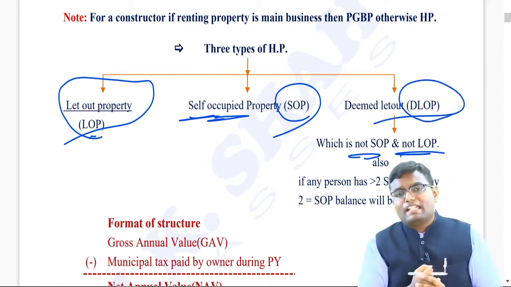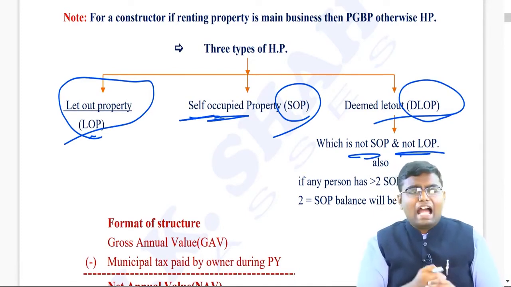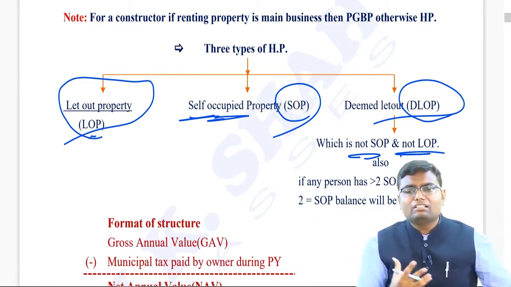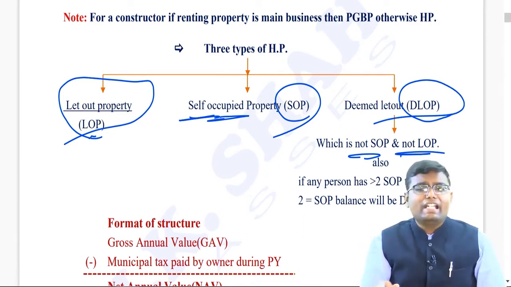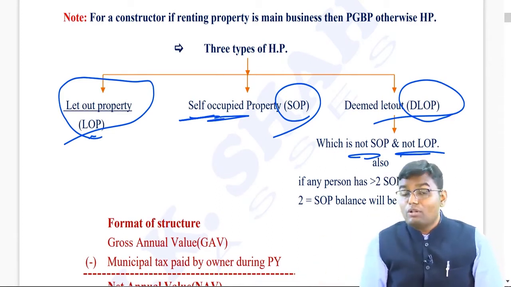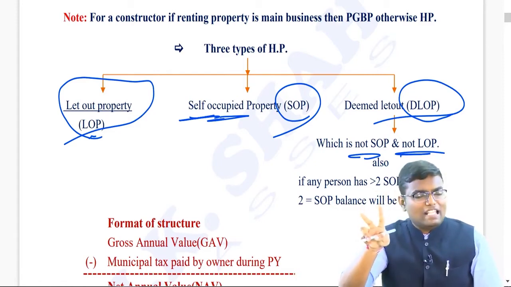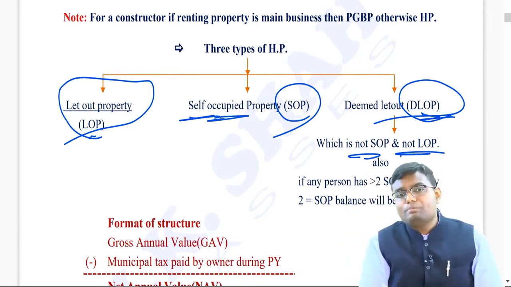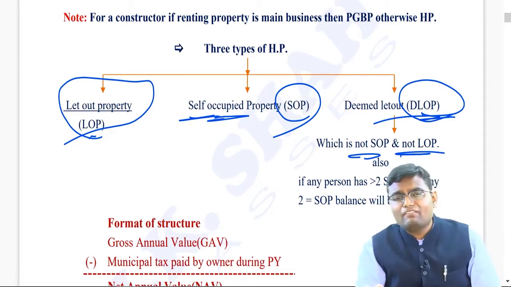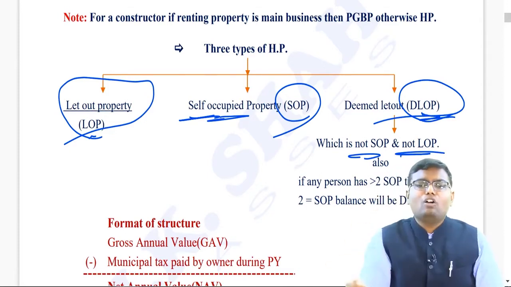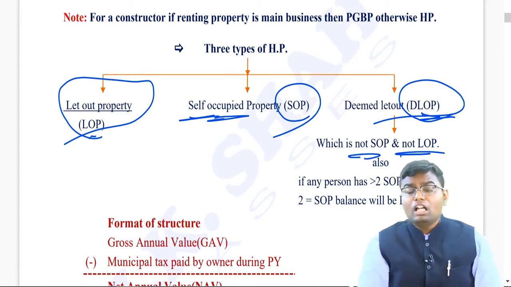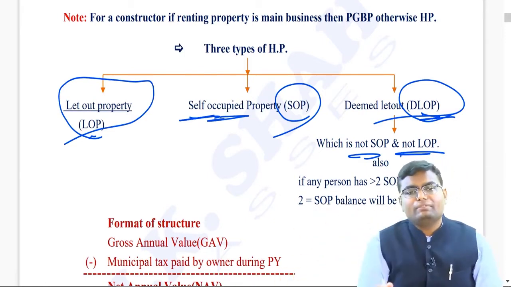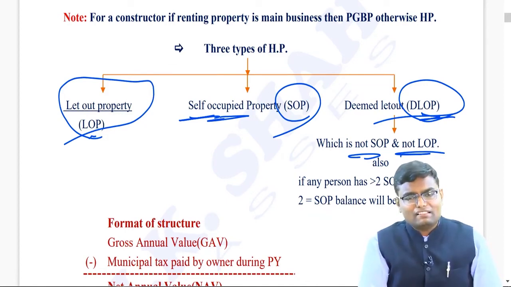One more kind of property will be called deemed LOP. For example, I have 3 SOPs in my ownership. One in which I am staying, second my parents are staying in, third my brother is staying in. Government said you can't have more than 2 self-occupied properties. If you have, we will assume that up to 2 properties will be self-occupied. The third property, or third, fourth, whatever properties you have, will be deemed LOP. It can't be SOP. So maximum how many properties can you have as self-occupied? Maximum 2. The balance will be called deemed LOP. Even if I have only 1 property, but if it is not SOP and not LOP, then also it will be called deemed LOP. So there are 2 cases where the deemed LOP concept is used.